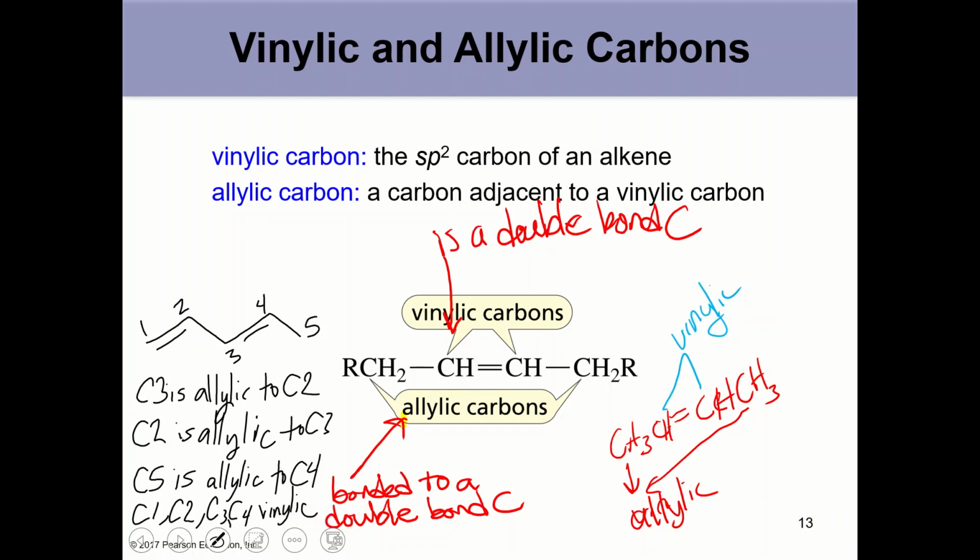So a carbon can be both allylic and vinylic, but an allylic carbon is usually not a vinylic carbon. Most allylic carbons are single bonds because dienes are not that common. So the vinylic carbon is the double bond carbon, and the allylic carbon is the carbon bonded to the pi carbon.